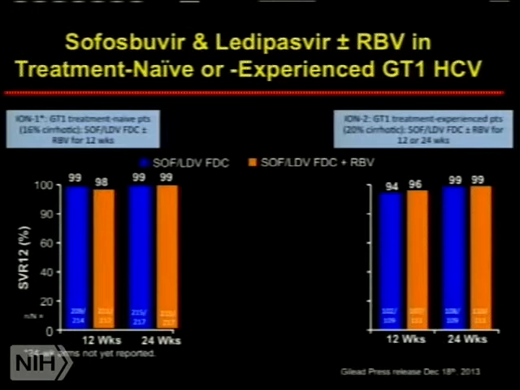But as I mentioned, there's been remarkable improvements in the development of new treatments for hepatitis C. And the field is moving away from interferon-based treatments to interferon-free therapy. And this is very recent data on the completion of three phase three trials evaluating an NS5B inhibitor, sofosbuvir, with an NS5A replication complex inhibitor, ledipasvir, either with or without ribavirin, in patients who've never been treated or patients who've previously been treated.